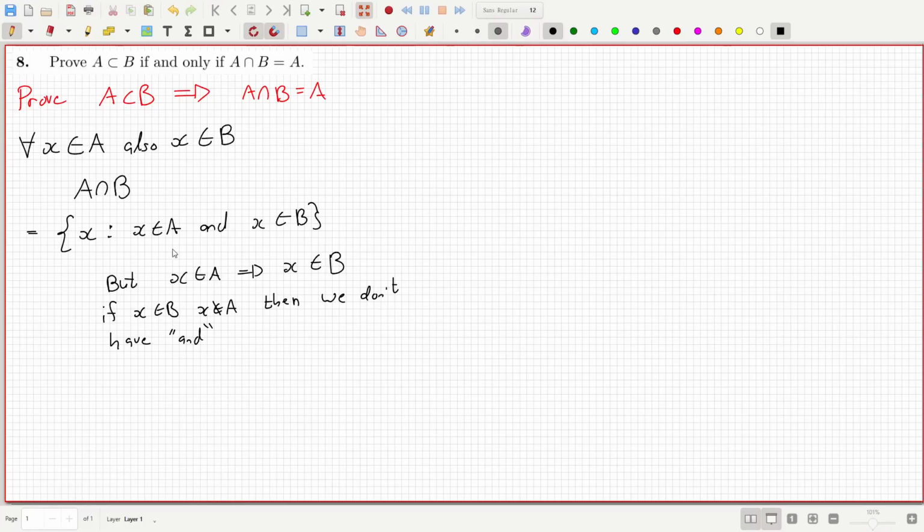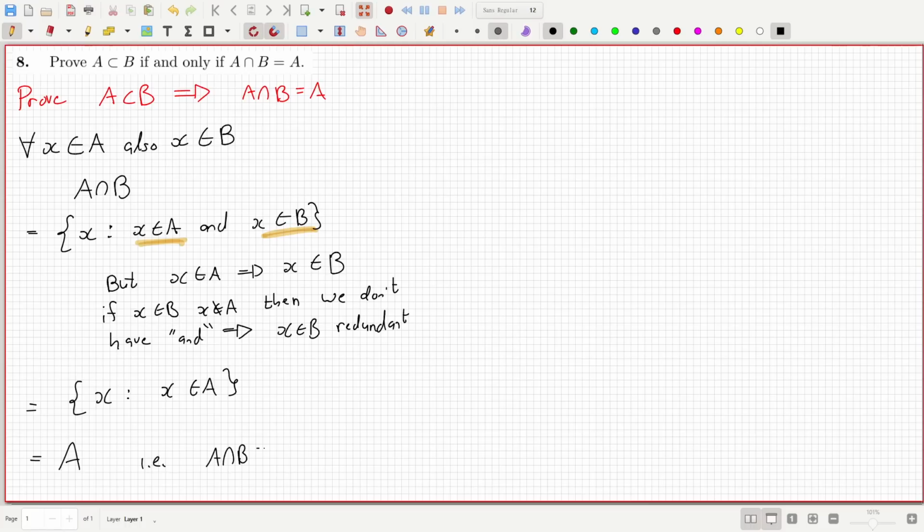So basically, in summary, it means the X being in B is redundant, because X being in A automatically means it's in B. And if there was an X that was in B and not in A, then we wouldn't have the and anyways. So we're just left with X is in A, or in other words, A. So we have A intersect B is equal to A, and that comes from A being a subset of B.